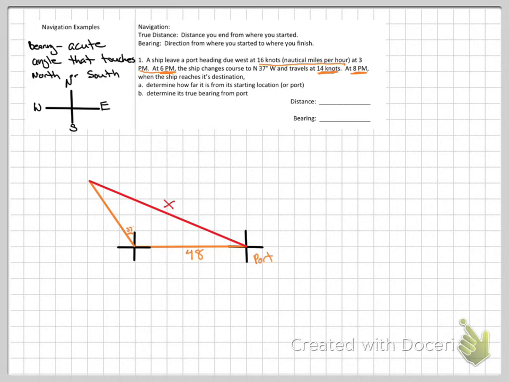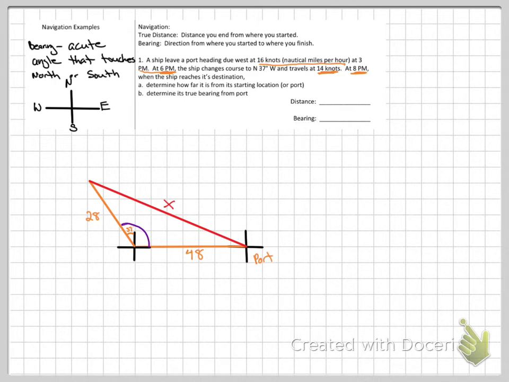So from 6 to 8, that's 2 hours, times the speed, 14, that's going to be 28. That's a length of 28. The last thing we need is the angle opposite of the red X. So we're going to need this angle. It's not always the same math to get that angle, so I don't want you to think just because you've done one problem, you always know how to find that angle.